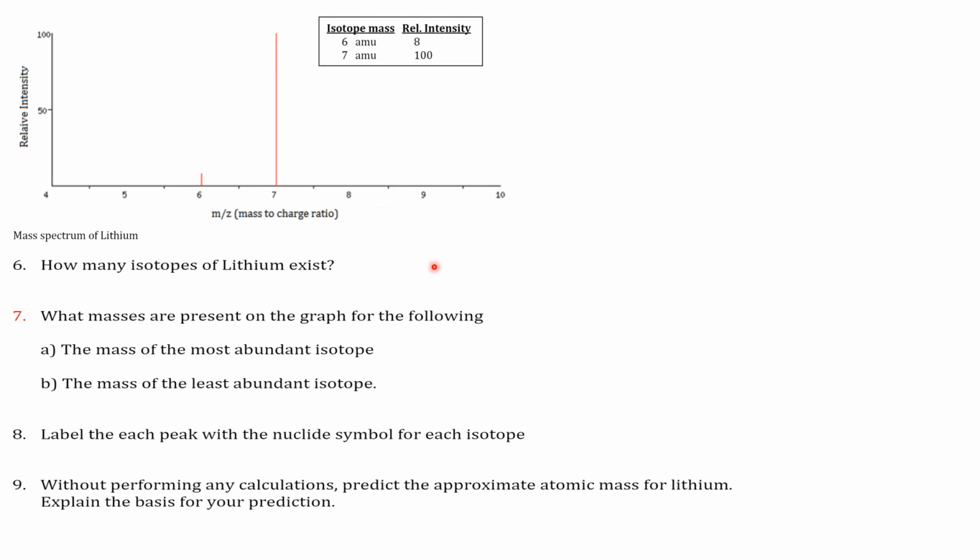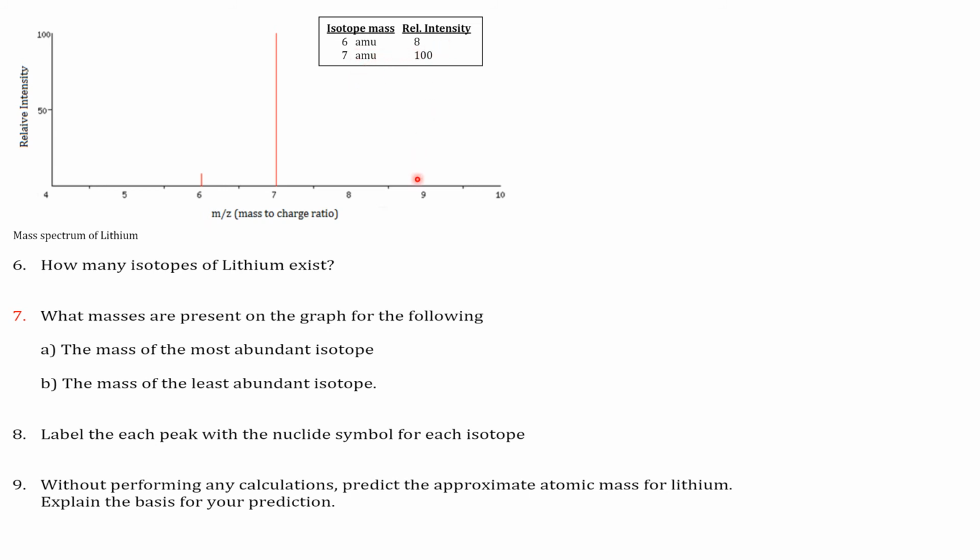So let's see one more example. Here a mass spectrum is given. This mass spectrum is for lithium. We can see two peaks here. One is at 6 AMU and another is at 7 AMU. Here in this table, the relative intensity is given, which is similar to the percentage abundance. The relative intensity for 6 AMU is 8 and for 7 AMU is 100.